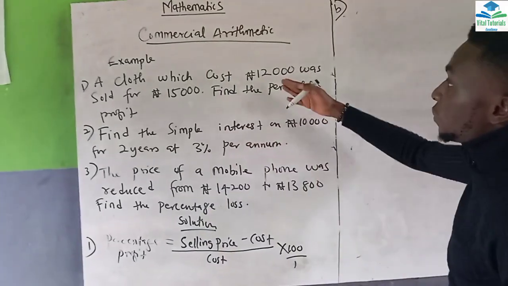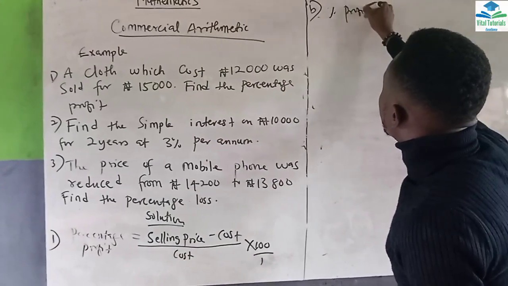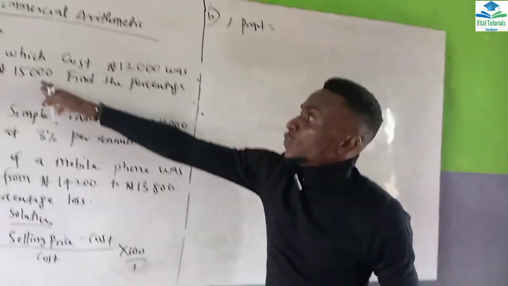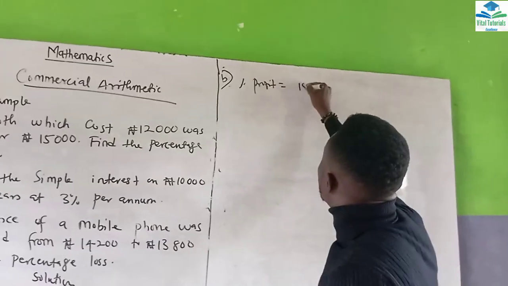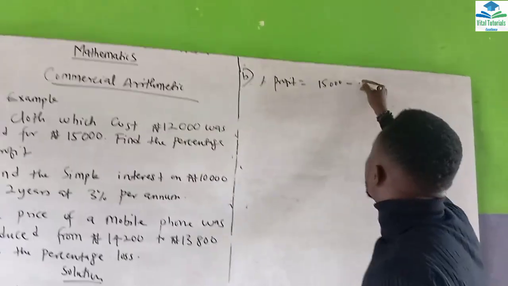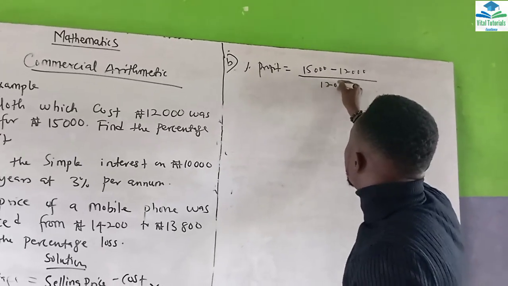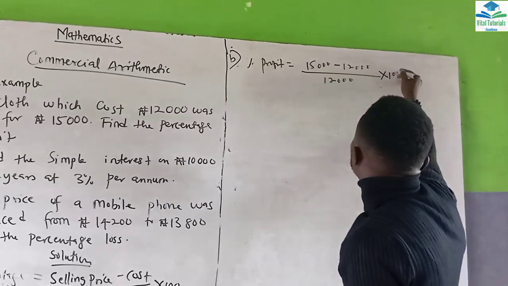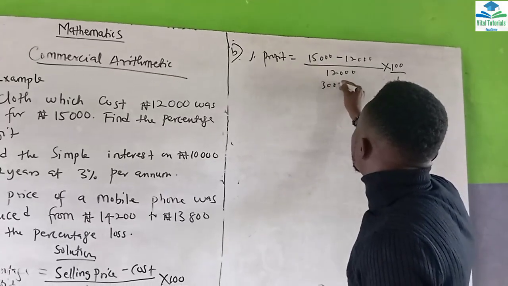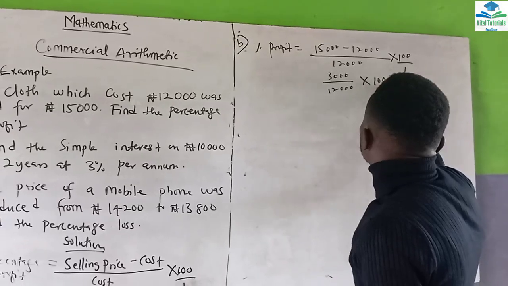Now, if you look at this question here, what was the selling price? It was sold for 15,000. So you have 15,000 naira here minus what was the cost price? 12,000 over the cost price again, which was 12,000, times 100 over 1. Now 15 minus 12, that's 3,000 over 12,000 times 100 over 1.